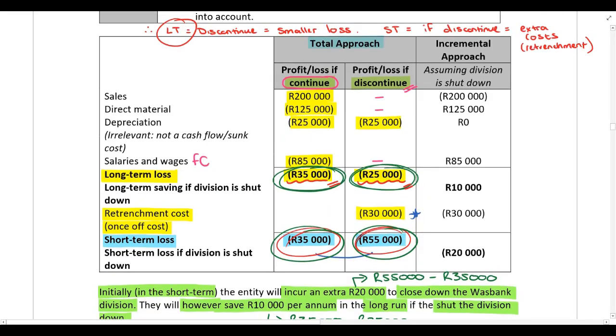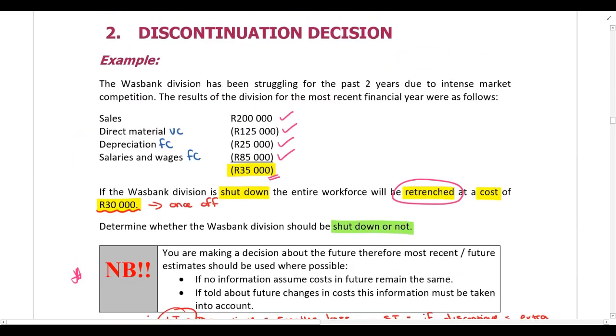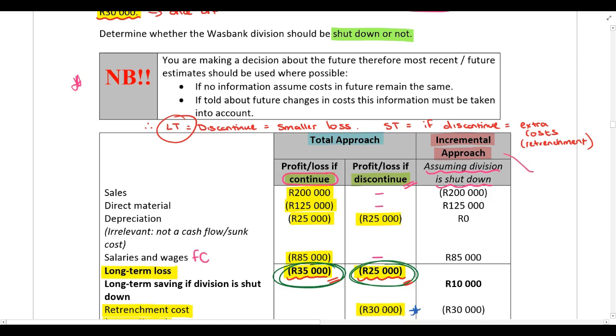Okay, so that is the total approach. Let's look at the incremental approach. And remember, if you do the incremental approach, you're not going to have the total approach to look at because you're only going to perform one of the calculations. Either you do the total or the incremental approach. So this is a standalone approach. And with the incremental approach over here, I am assuming that the division is shut down. So we are going to go through each line item that we've been given over here and see what happens if we shut down. And remember, with the incremental approach, we only take into account relevant revenues and relevant costs.